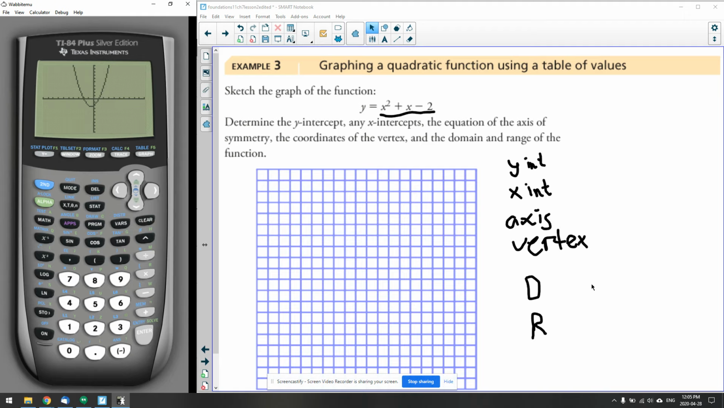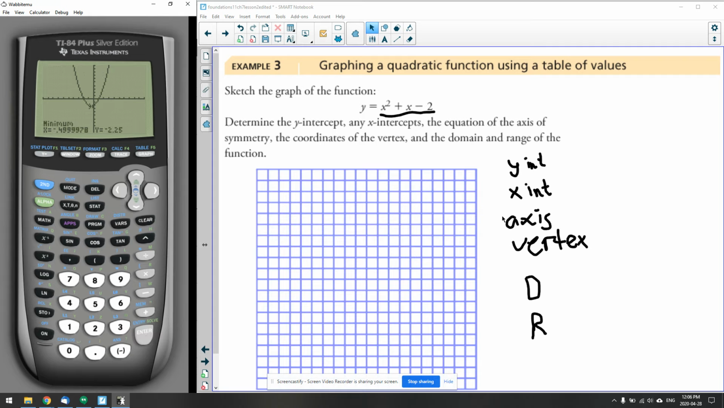Let's start with the vertex. In this case, it's going to be a minimum, right? Because it's the bottom of the parabola. So we're going to go second, trace. We're going to choose minimum. Again, the left bound has to be on the left side of that minimum point. That looks good there. The right bound needs to be on the right side. I'll move it way over there just to be sure.